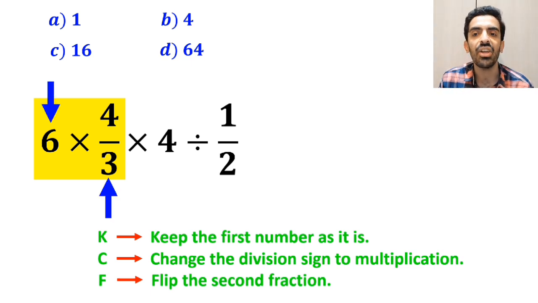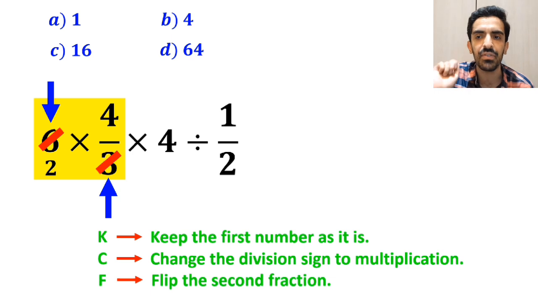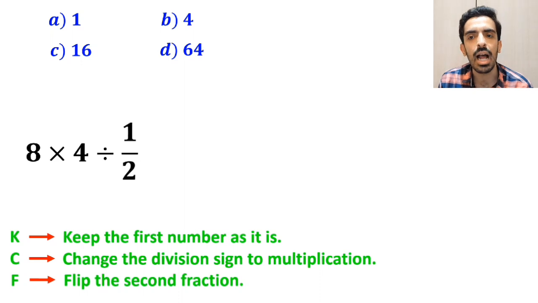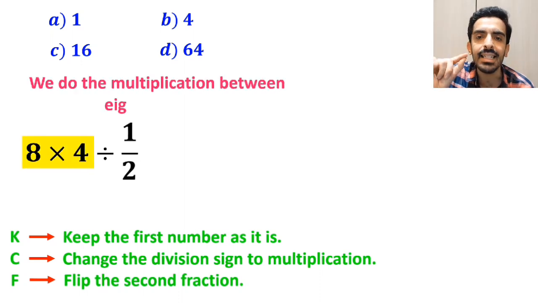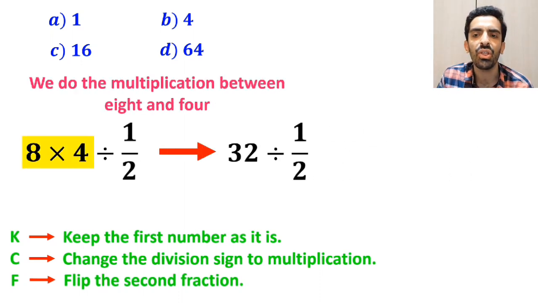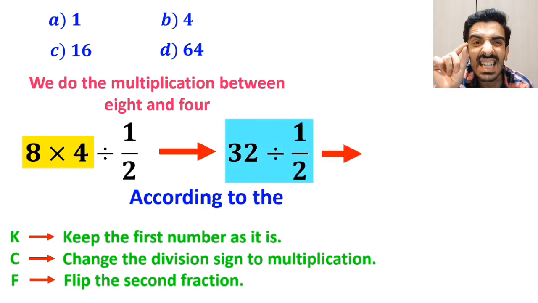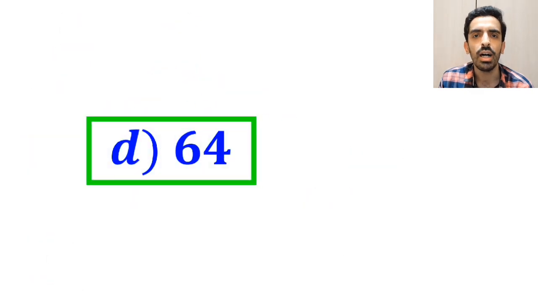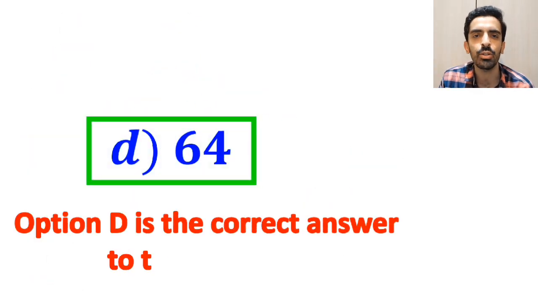Now, the 6 and the 3 in the denominator can be simplified and we can write this expression as 8 times 4 divided by 1/2. In the next step, we do the multiplication between 8 and 4, which simplifies it to 32 divided by 1/2. And for the part which I have highlighted in blue, according to the KCF rule, we write it as 32 times 2, which results in the final answer 64. Therefore, option D is the correct answer to this question.